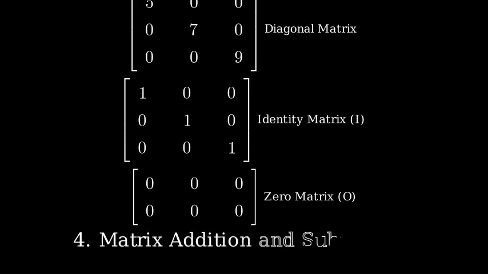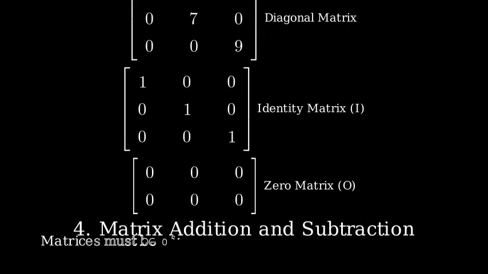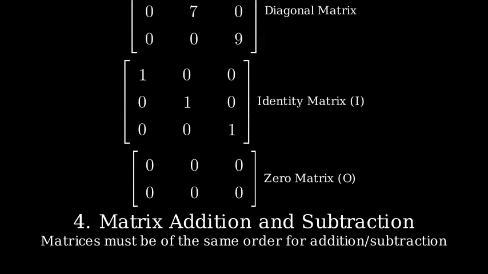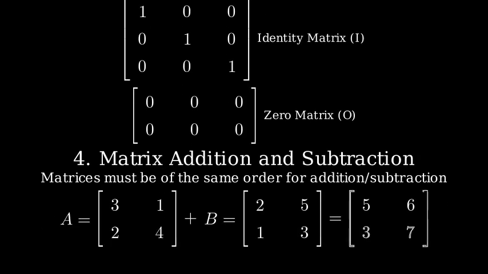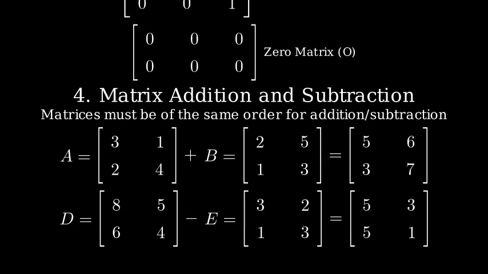Now, let's learn about matrix operations. To add or subtract two matrices, they must have the same order or dimensions. Matrix addition is performed by adding the corresponding elements. Similarly, matrix subtraction is done by subtracting corresponding elements.